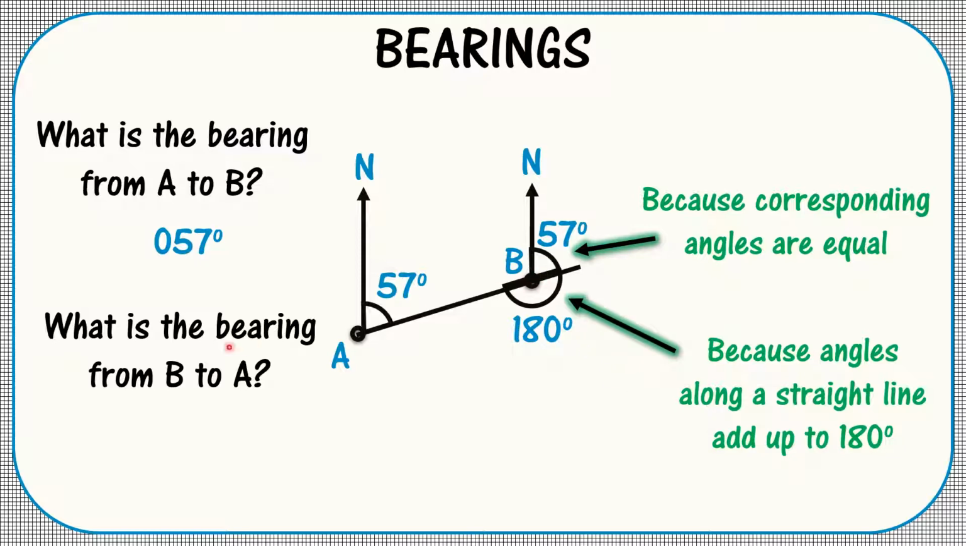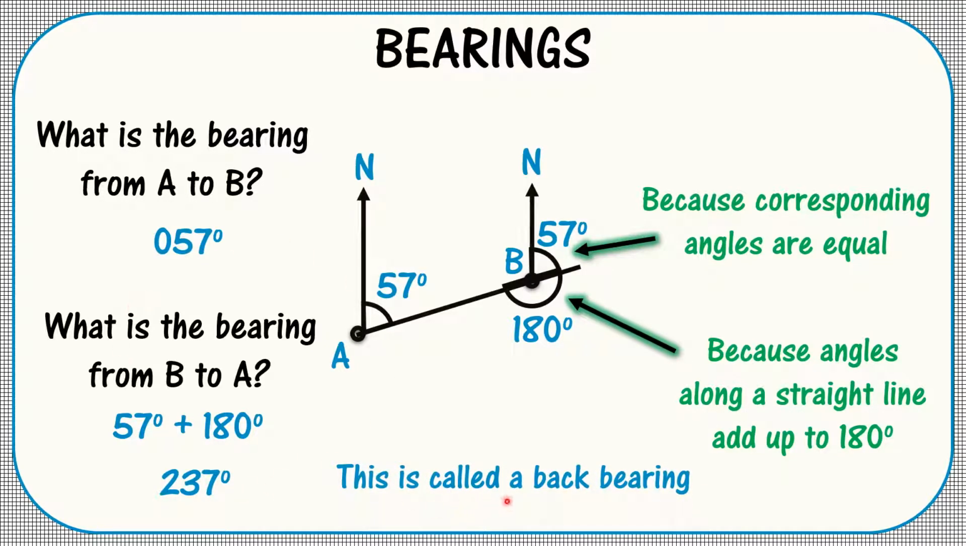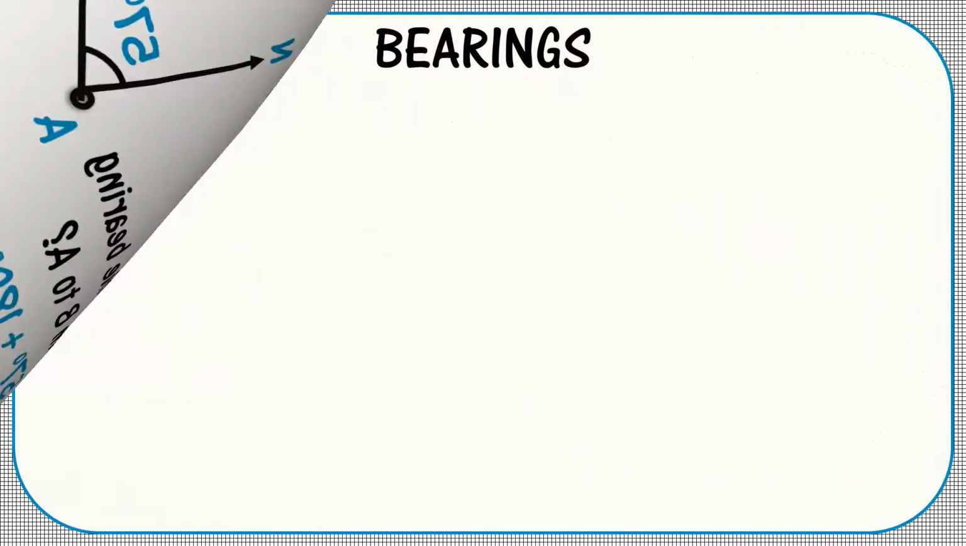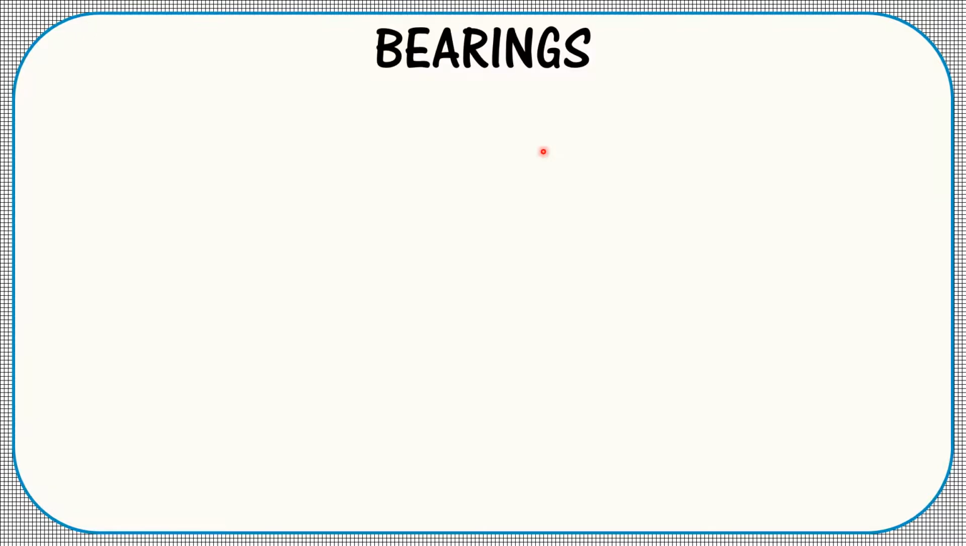So we have the bearing from B to A is 57 degrees plus 180 degrees, which gives an answer of 237 degrees. Because it is three figures, we don't need to do anything to this. This concept is sometimes referred to as back bearing. Let's go through another type of example.